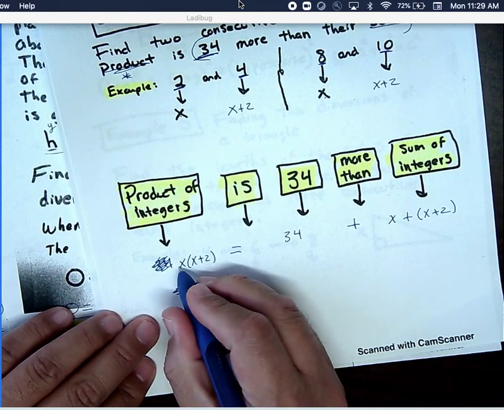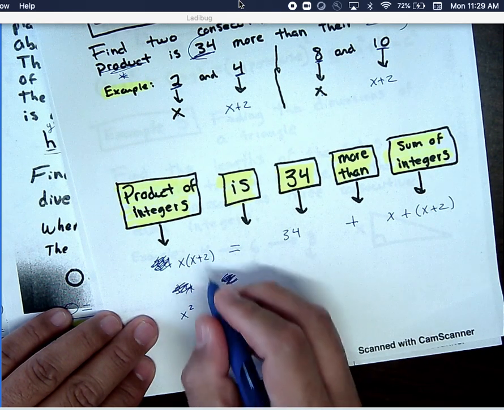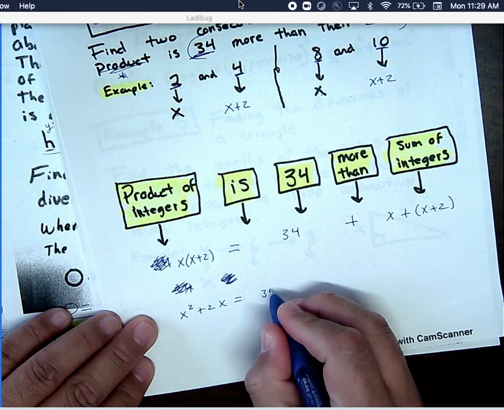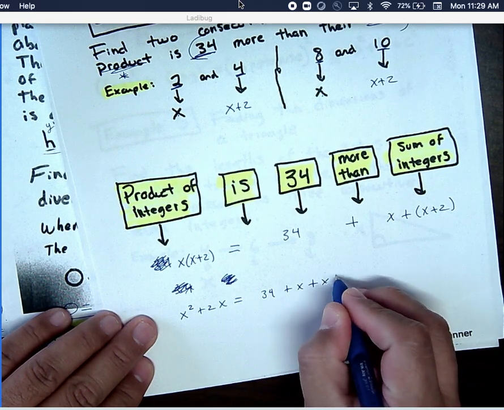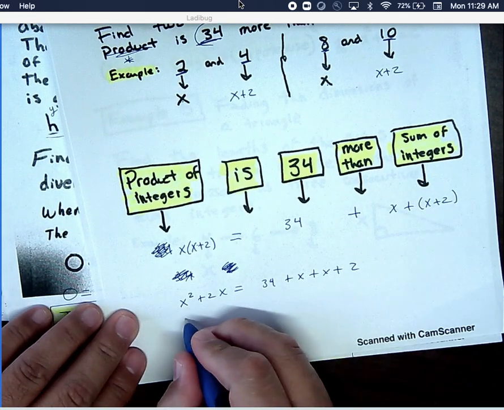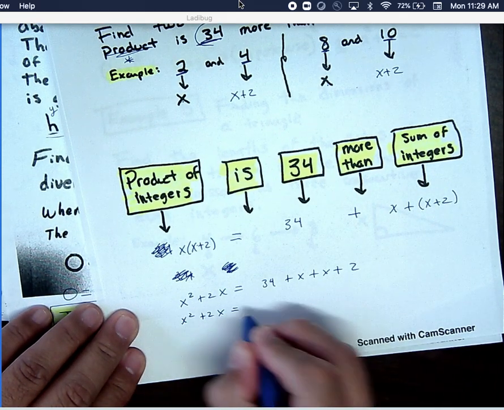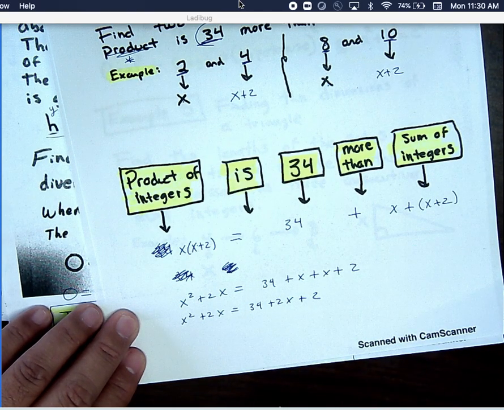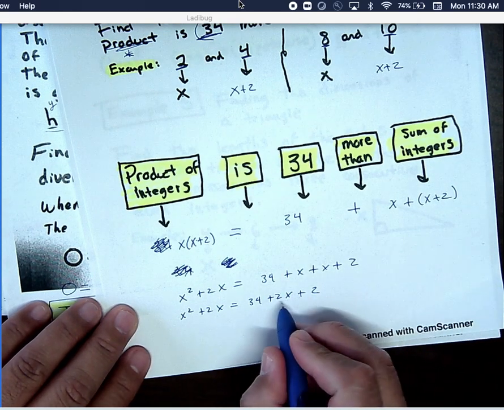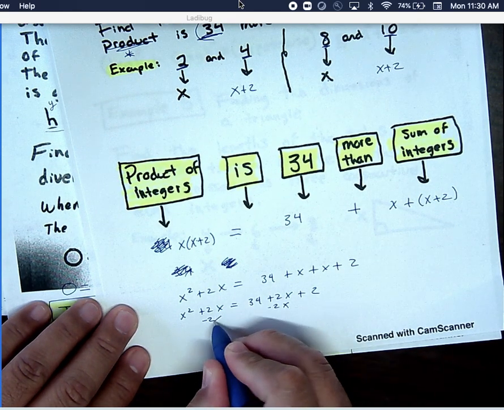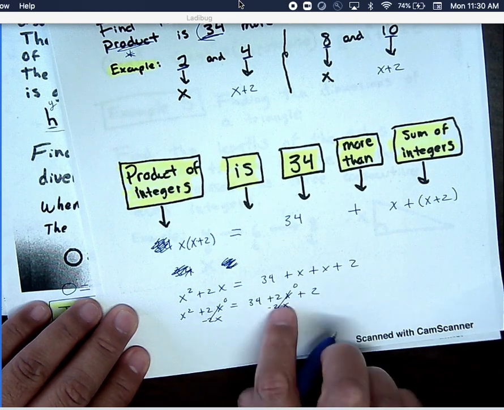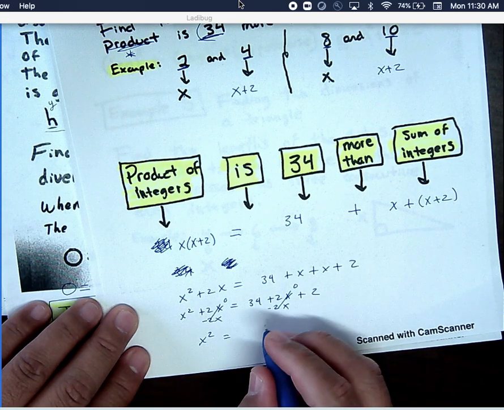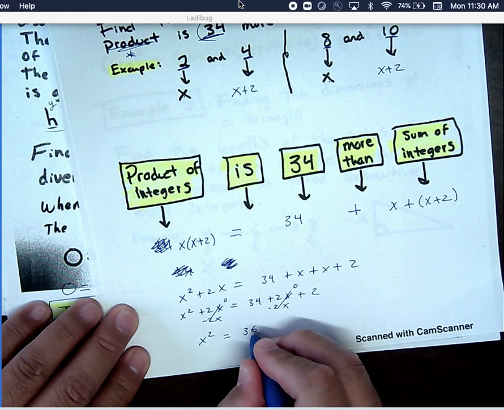Now it makes sense. So x times x gives x squared on this side, plus 2x, and on the other side 34 plus x plus x plus 2. So you have x squared plus 2x equals 34 plus 2x plus 2. I notice these two 2x terms cancel to 0 when you bring one over to the other side. So you end up with x squared equals 34 plus 2, which is 36.